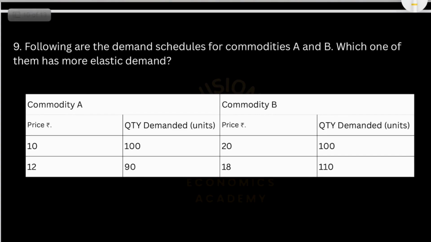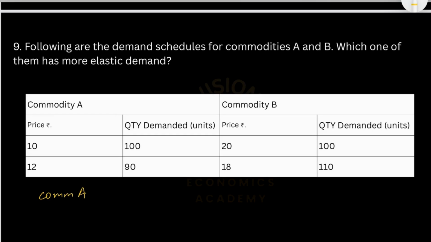Following are the demand schedule of the commodities A and B. Which one of them has more elastic demand? Okay, so there is commodity A and commodity B. So we should find out elasticity for both commodities separately, right? And then compare as to which commodity's demand is more elastic. First, the commodity A.